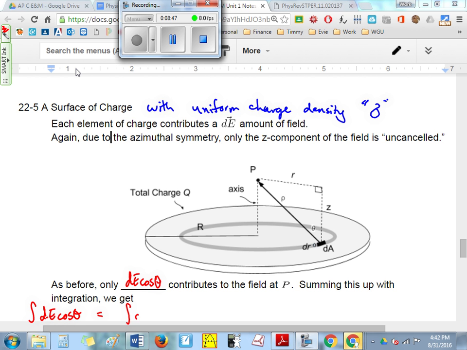Okay, so this is going to give us, and we usually put the dE last, right? The differential is always last. Okay, now what is dE? Well, dE is the small amount of field from one ring. So we actually have that from earlier, but let's not focus on that. Let's just focus on the fact that it's always k times charge over distance squared. So the charge is dq, meaning a small amount of charge on this ring.